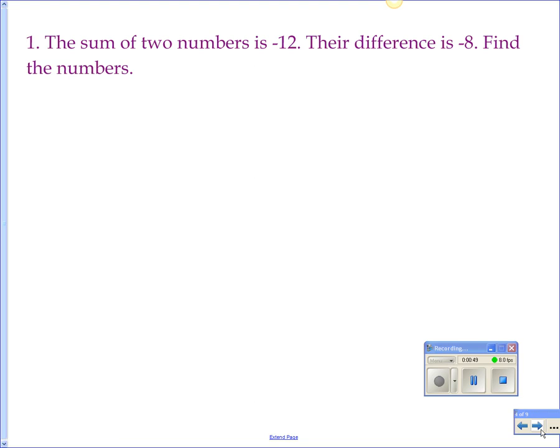Okay, so we're talking about two numbers. Do we know what those two numbers are? Those two numbers give us -12 and they give us -8, but do we know what the two numbers are to begin with? So we're going to let one be x and the other one be y. So when it says sum, you're going to put a plus sign, and it says sum of two numbers. I don't know what those are, so I put x and y.